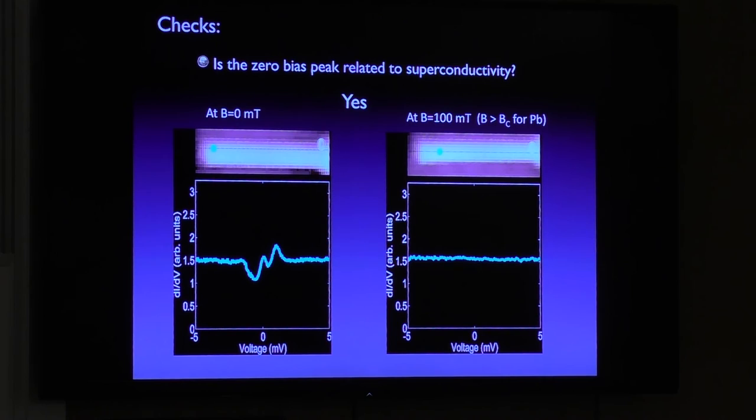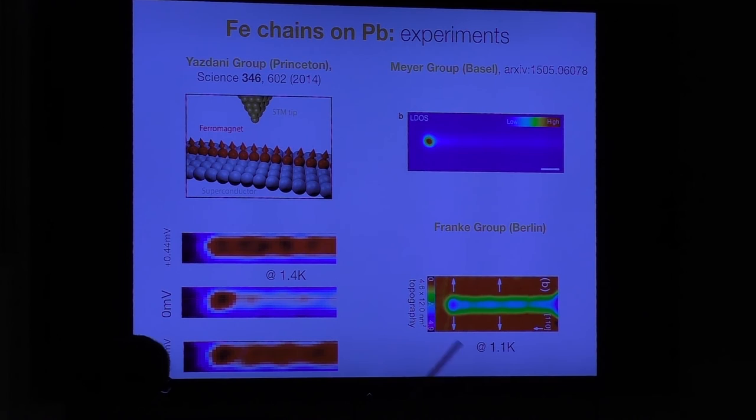Okay, and the last thing that I wanted to show you is that there are now three groups that repeated the experiment. This is the original data from two years ago at 1.4 Kelvin. But now two different groups have repeated the same experiment. This data was taken with both a normal magnetic and a superconducting tip. These groups basically just have a magnetic tip, but they've taken it at slightly lower energy resolution and energy scale. This is 1.4 Kelvin, this is 1.1 Kelvin, and you see the same thing. I guess this group has increased the contrast quite a bit. But there's now data from two other groups that support the zero bias peak.